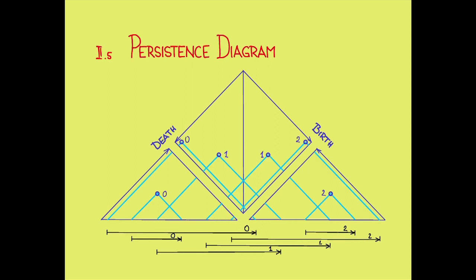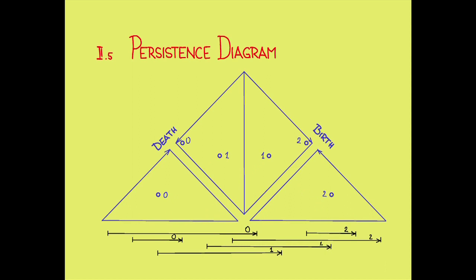The point is the top point of a right angle triangle that goes down to the interval. So I replace the 6 intervals by 6 points. The numbers that are marking the points are the dimensions of the cycles. So 0 is for the components, 1 is for the tunnels, and 2 is for the voids. And then I remove the triangles and the points remain. So this is what we call the persistence diagram.